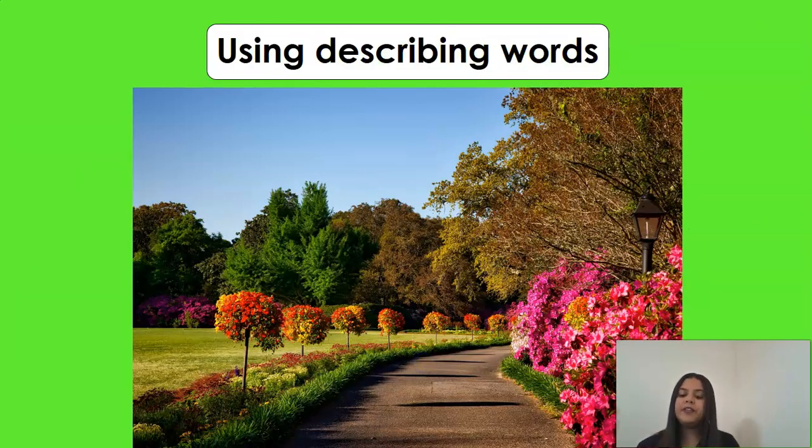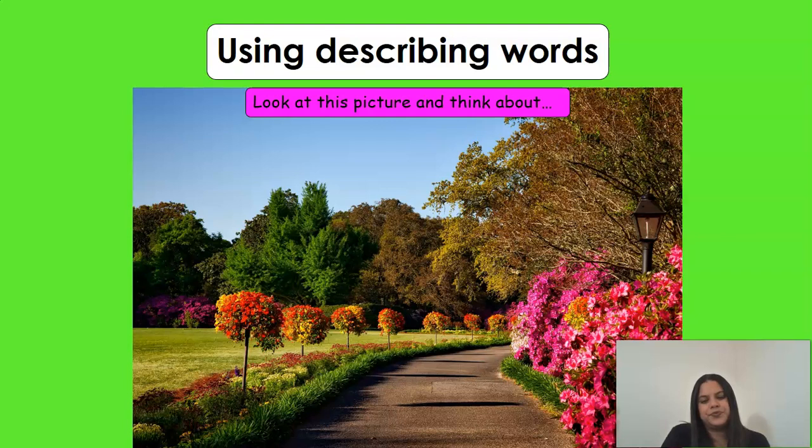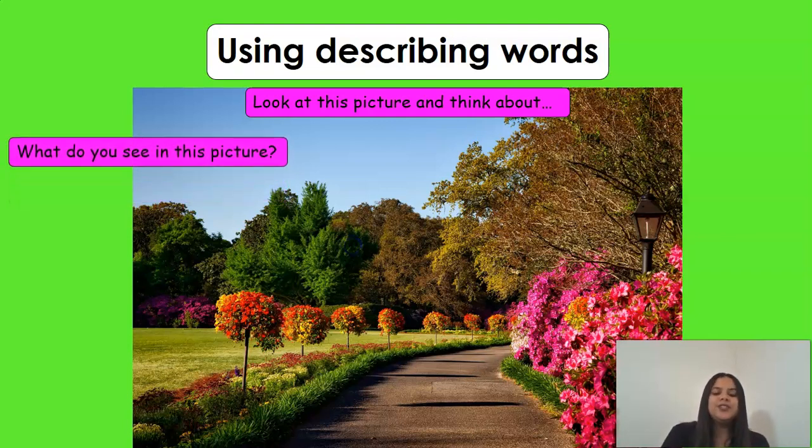So, for the purposes of this lesson, I have captured a picture for you and I've placed it on the screen in front of you. What I want you to do is I want you to take a look at this picture and think about what you see. So you are looking at this picture and I want you to think about the following things. What do you see in this picture? You can write it down if you want to. You can shout it out if you want to. But as long as you're thinking about these questions that I'm asking you now.